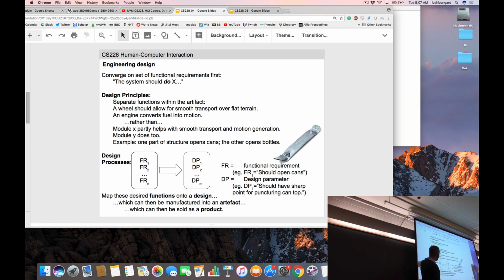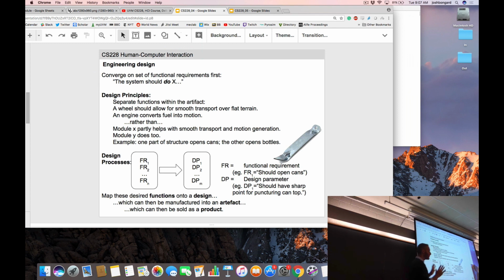It seems almost crazy to think about it, but you could almost imagine an alternate car where there was a whole bunch of parts to the car, and each part contributed a fraction of function to it. So you had one part, Module X, that partly helped with smooth transport and motion generation, and another part somewhere else on the car that also partly contributed to those functions, right? It's a kind of odd way of thinking.